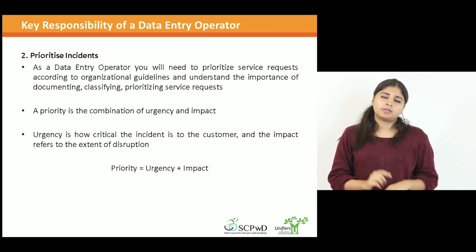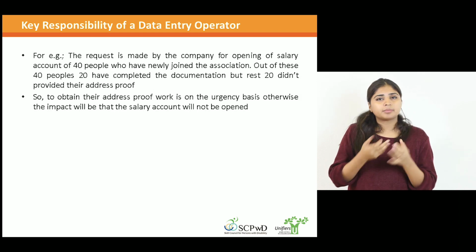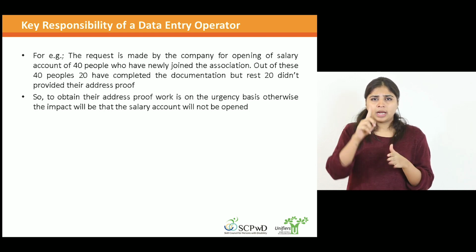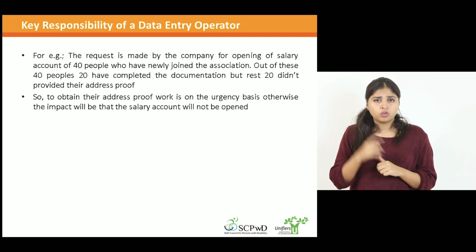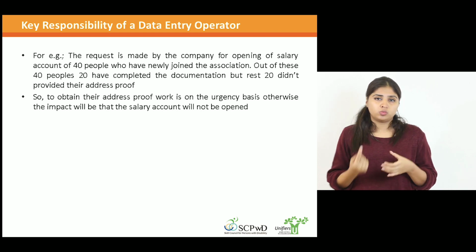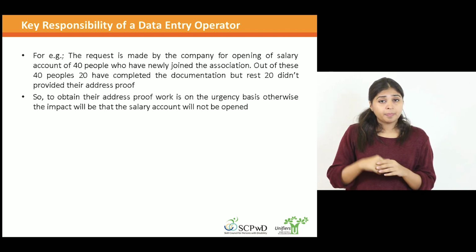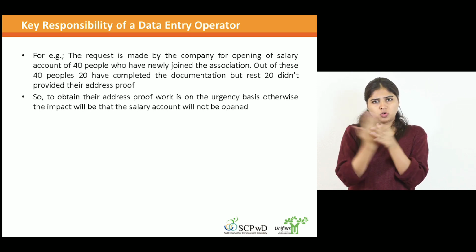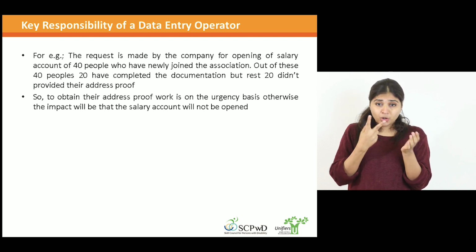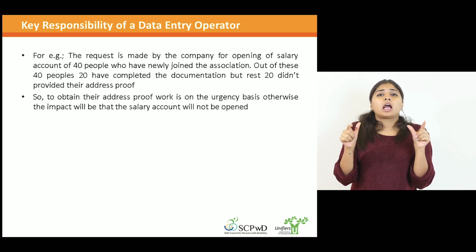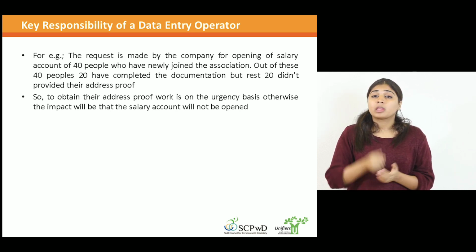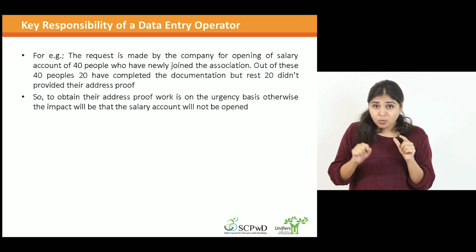For example, the request is made by the company for opening of salary accounts of 40 people who have newly joined the association. Out of these 40 people, 20 have completed the documentation, but the rest 20 didn't provide their address proof. So to obtain their address proof, work is on an urgency basis. Otherwise, the impact will be that the salary account will not be opened.